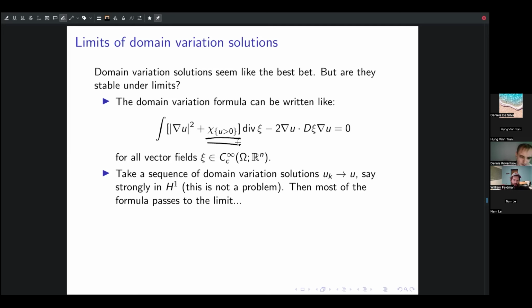If I'm trying to show that the limit is a domain variation solution just by taking this equation and passing to the limit, I want to show that this converges. This is the characteristic function of the positivity set of u_k. This converges to the limit, which should be the characteristic function of the positivity set of the limit. But we know this is false. We know this does not always happen because, for example, in that radial example, these were converging to 1 almost everywhere in space, but the positivity set of the limit was empty. So this was converging to 1 almost everywhere, but the limit had this be 0. So if you just stare at this equation, it's not clear how to pass it to the limit because this term does not pass to the limit.